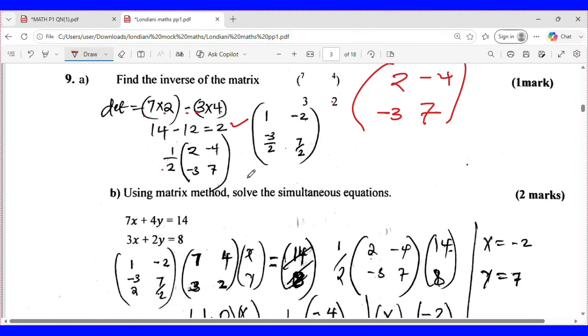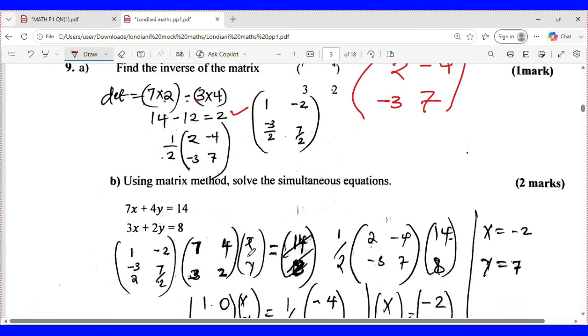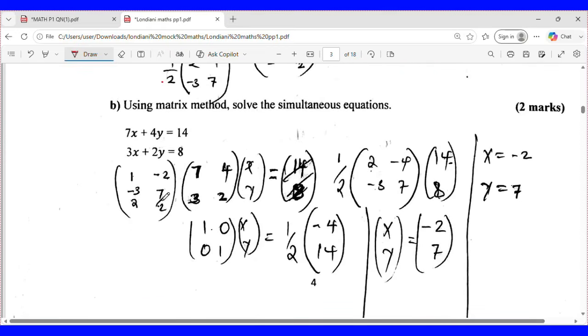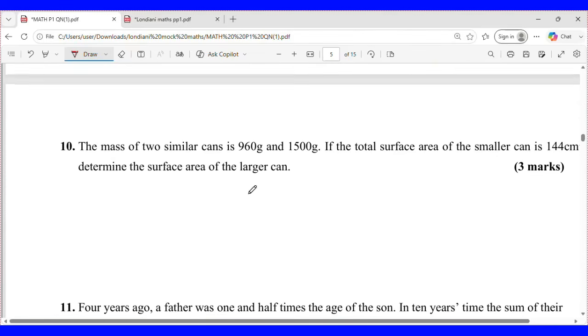Now once you have the inverse here, use the matrix method to solve this equation. So this one, you realize it is giving you this inverse. Then you pre-multiply this one with the inverse, and you get your answer. If you are told to use the matrix method, you must always remember to use the matrix method. Any other method will not give you the correct answer, or will give you the correct answer, but you will be marked wrong.